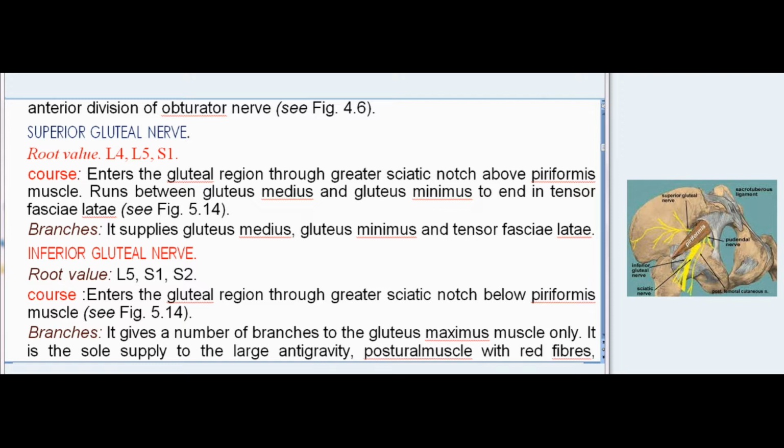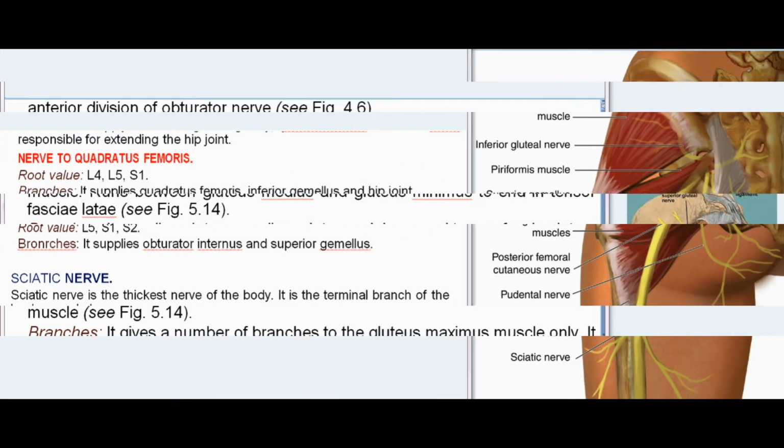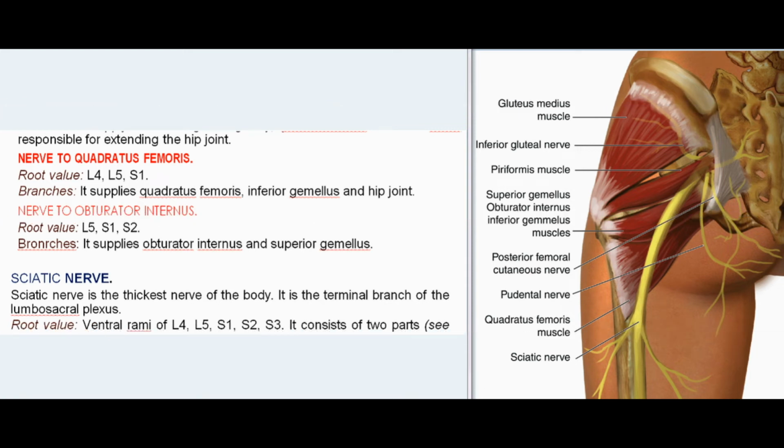Inferior gluteal nerve. Root value: L5, S1, S2. Course: enters the gluteal region through greater sciatic notch below piriformis muscle, see Fig 5.14. Branches: it gives a number of branches to the gluteus maximus muscle only. It is the sole supply to the large anti-gravity, postural muscle with red fibers, responsible for extending the hip joint.